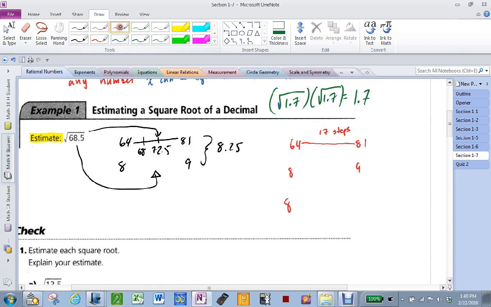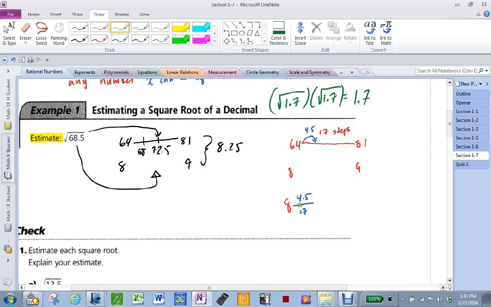And how many steps did we take? 4.5 steps, yes? So I took 4.5 steps out of how many possible? 17. Does everybody see how that works? Now, would we ever write a fraction with a decimal? No.